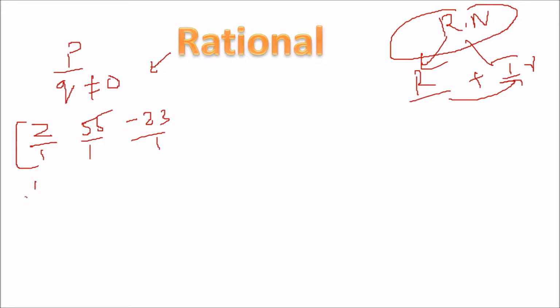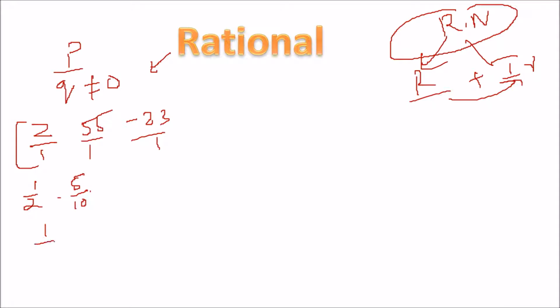Now 1 by 2, is it a rational number? Yes, it is. This is exactly 0.5. Let me multiply the numerator and denominator by, say, 5. So 5 by 10. So it can make a series. This is also a rational number.